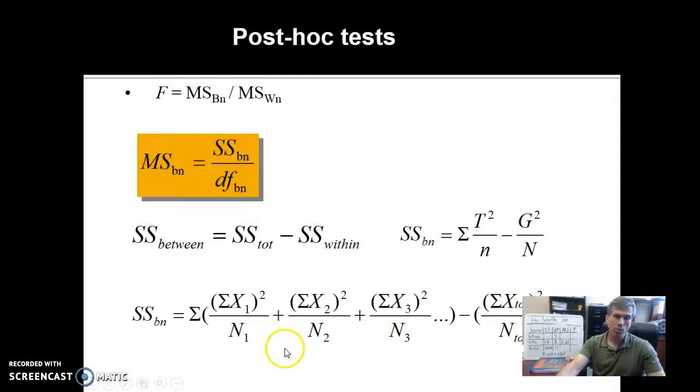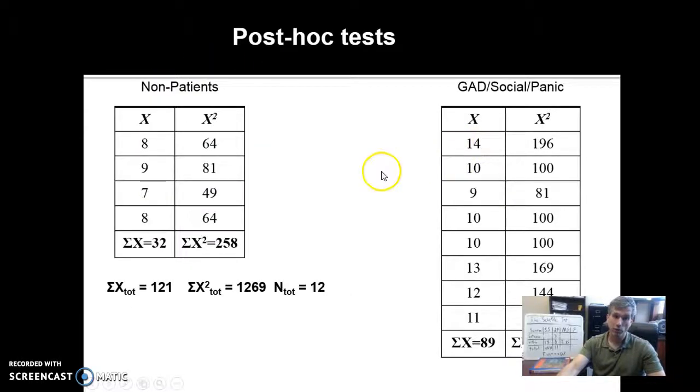So here's what that same formula looks like when we again use the formulas that we've seen before. Sigma x for each group individually is squared, then divided by the number of people in that condition. We add them all up, then we subtract this total term. Sigma x total, all the scores added up across the data set, squared, and divided by the total number of scores. And then mean square we get the same way, F we get the same way. We're just going to be punching different numbers in.